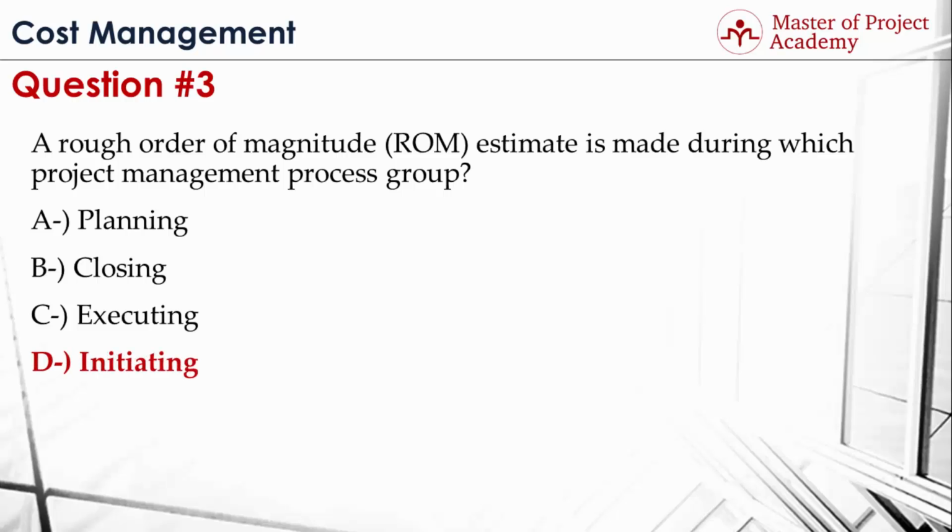Initiating. If you remember, rough order of magnitude was the widest range of estimates. Since we have the least information about the project in initiation process group, rough order of magnitude is used at this stage. Budget estimate was the second range of estimates, and it was done in planning. And the last one, definitive estimate, was the narrowest range of estimates, and it was done later in the project once things become clearer.